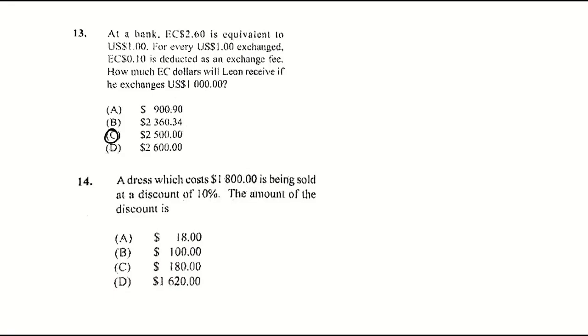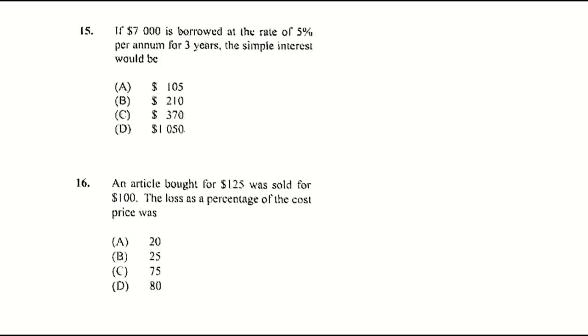A dress which costs 1,800 is being sold at a 10% discount. The amount of the discount is 10 over 100 multiplied by, cross out this, which is 180. Number 7, they want to know the simple interest. Simple interest is principal by rate by time all over 100, which is 700 multiplied by rate of 5 multiplied by time all over 100. Cross out this. 7 fives are 35. 35 multiplied by 3: 5 threes are 15, 3 threes are 9 plus 1 is 10. So it's 105. So A is your answer.